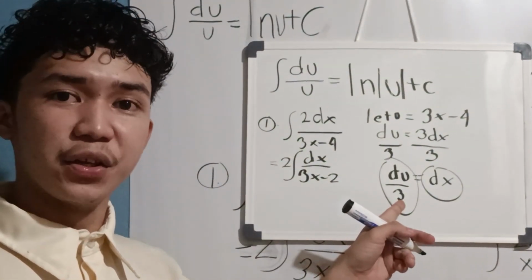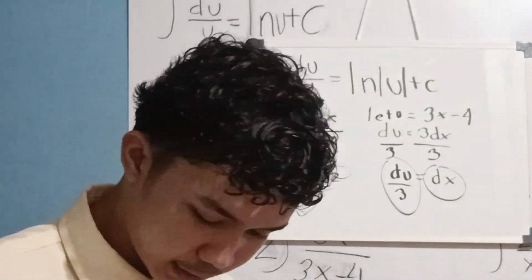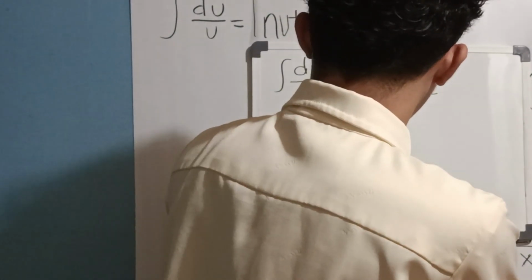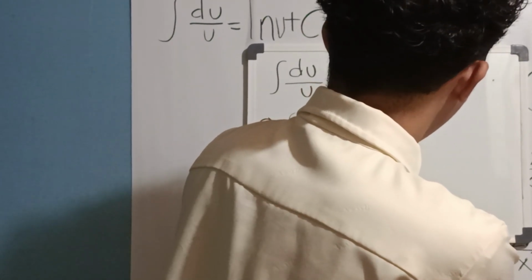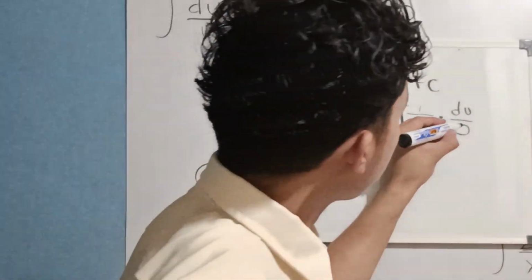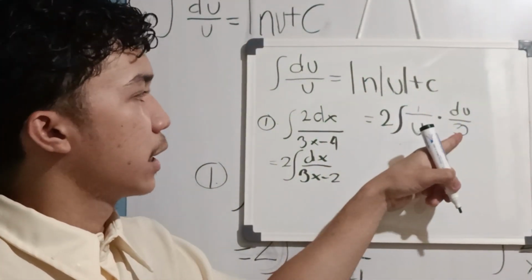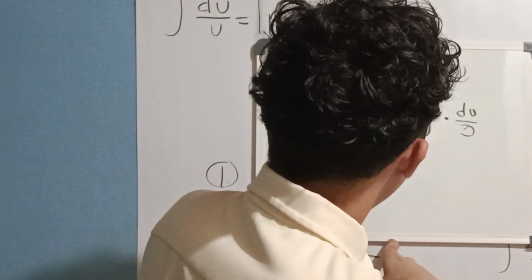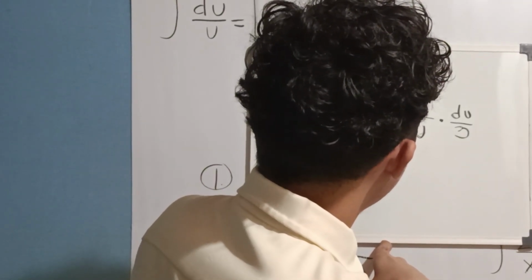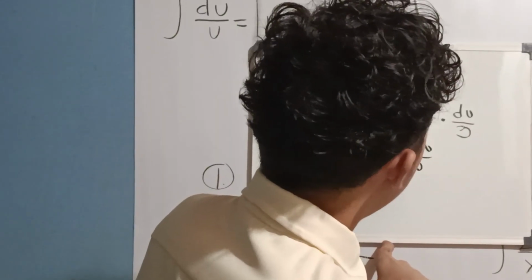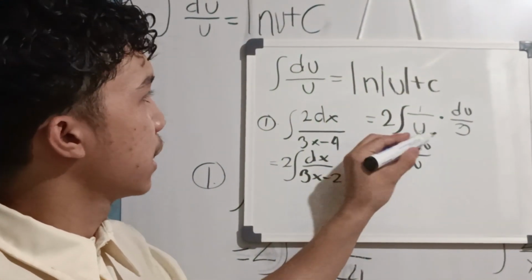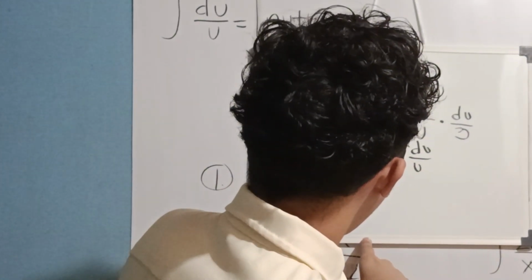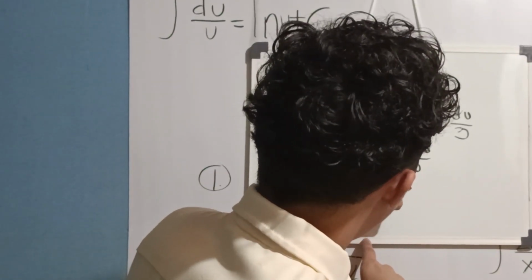Now that we have the value of the derivative of u, let's put it here. Now we will have 2 the integral of 1 over u times du over 3. Multiplying it here, and 3 is a constant, so let's put it outside. So it will become 2 over 3 the integral of du over u, and we will have 2 over 3 ln.